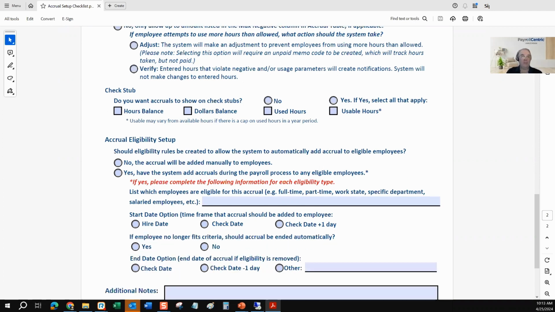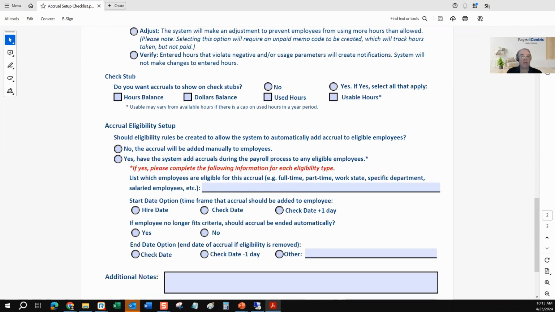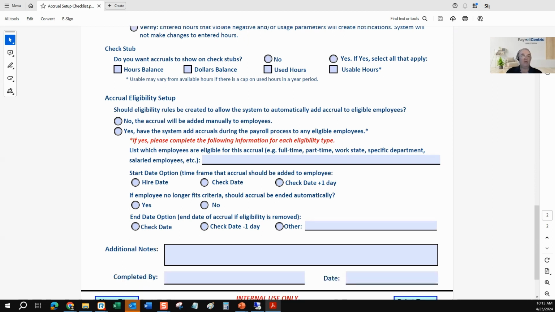And then the eligibility setup: what employees are eligible? And this is, again, where we talk about whether the accrual will be added manually to employees. That's what I mentioned before. When you're adding an employee in, you'd be adding the policy to them at that time. And then you have the system add accruals during the payroll process to any eligible employees. And this is where you would fill out the information as to what those requirements would be, what would qualify them to have that added automatically.